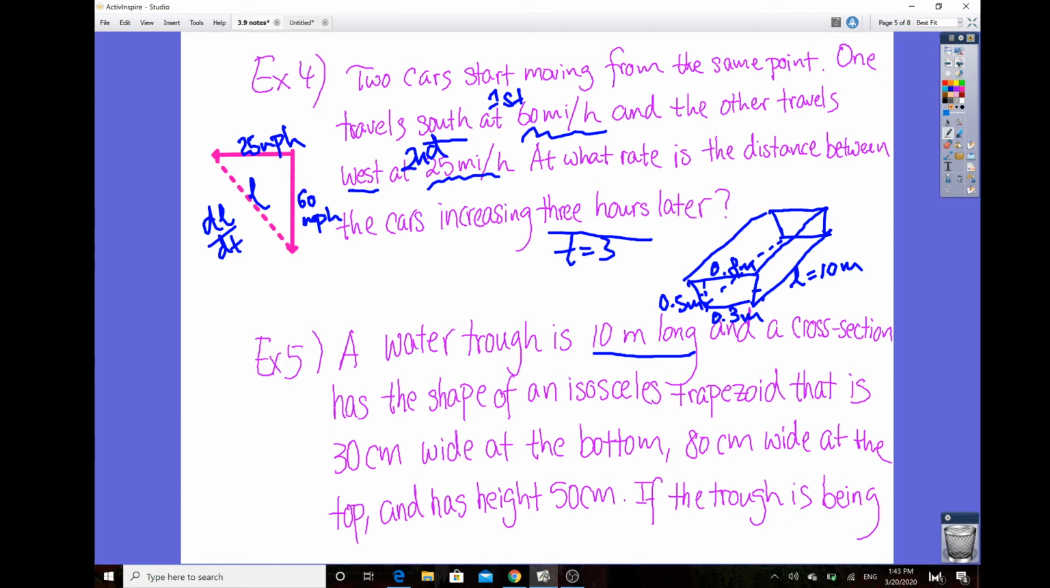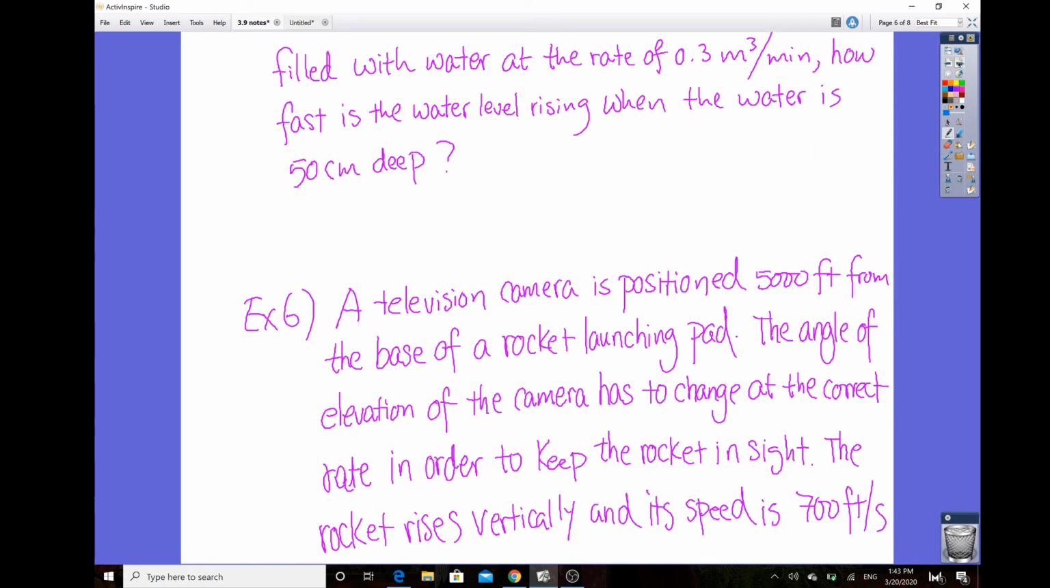If the trough is being filled with water at the rate of 0.3 cubic meters per minute, guess what that tells you? It's dV over dt, the rate of change of the volume of the water inside the trough. And then, how fast is the water level rising when the water is 50 centimeters deep? So the height is 0.5 meter. You see what I did here: I converted all the units from centimeters to meters, so I'm not going to cause any confusion, because the rate of change of the volume of the water is also in cubic meters per minute.